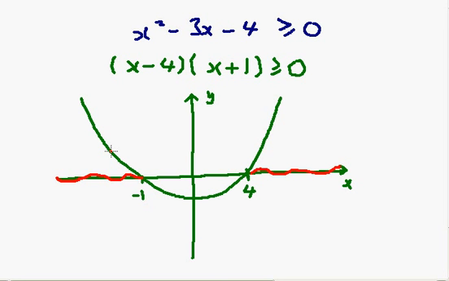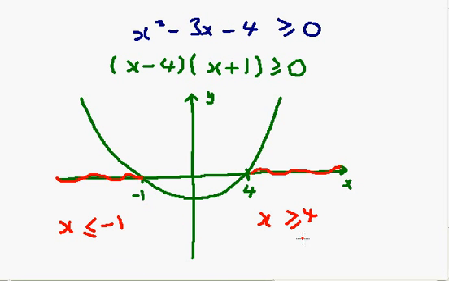Now, because these are two distinctly different regions, they don't overlap, I need to write two inequalities to define this region. So x is less than minus 1, and over here x is greater than 4. All these are greater than or equal signs actually. So x is less than or equal to minus 1, and x is greater than or equal to 4.